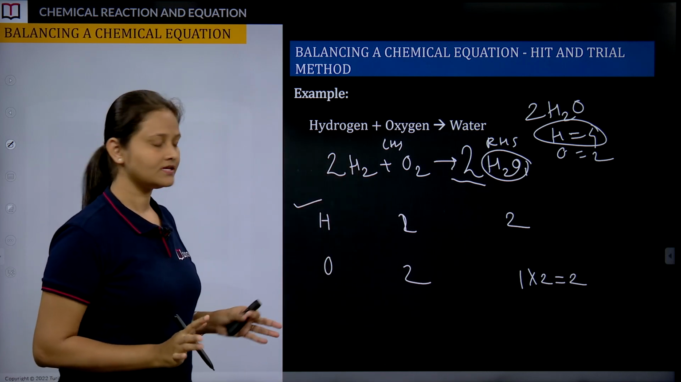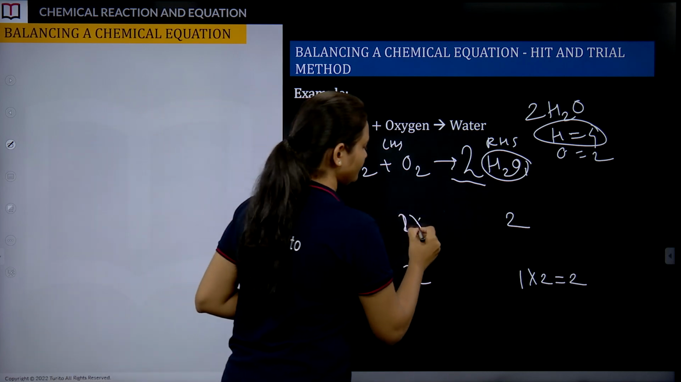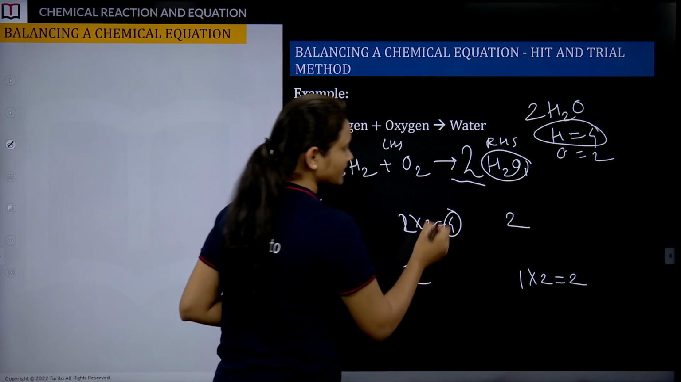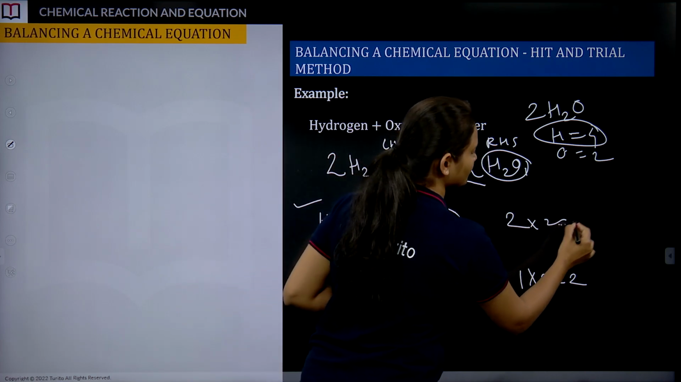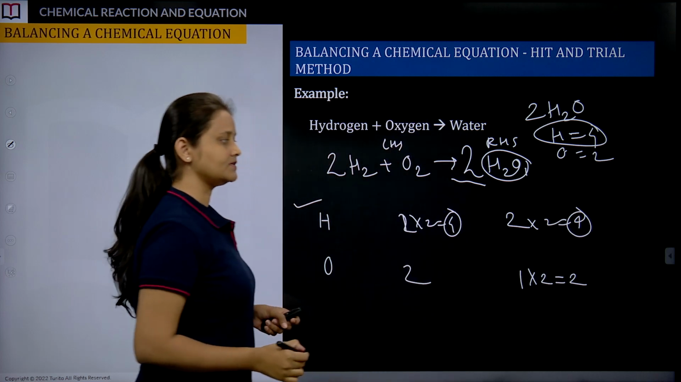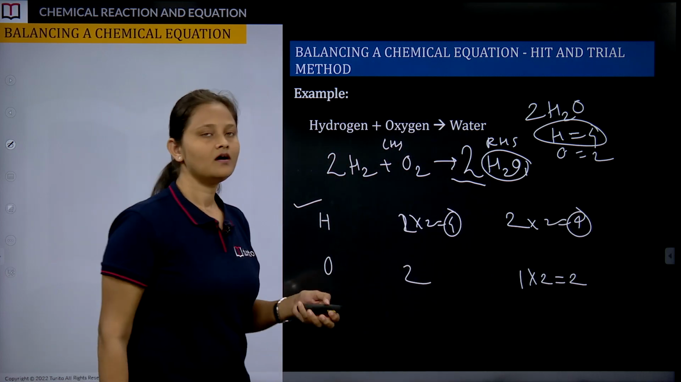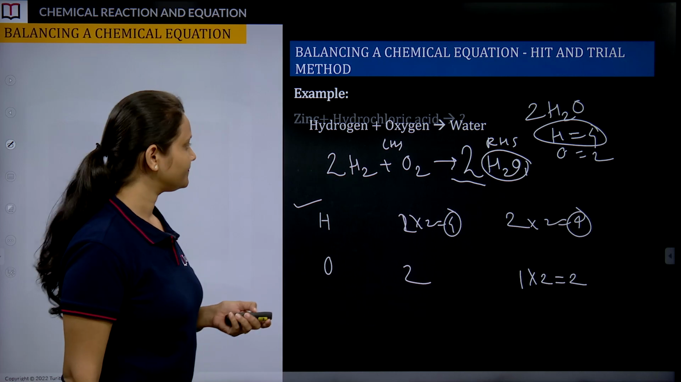Do you all agree with this? Now we are having what? 2 into 2, that means 4 atoms. Here also 2 into 2 giving you 4 hydrogen atoms. That's how this reaction becomes a balanced chemical reaction.